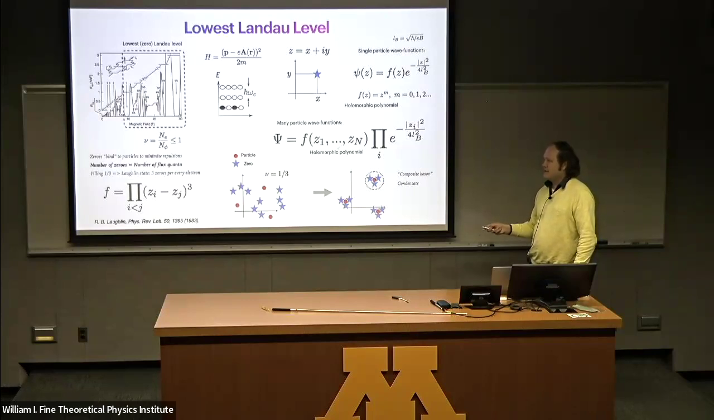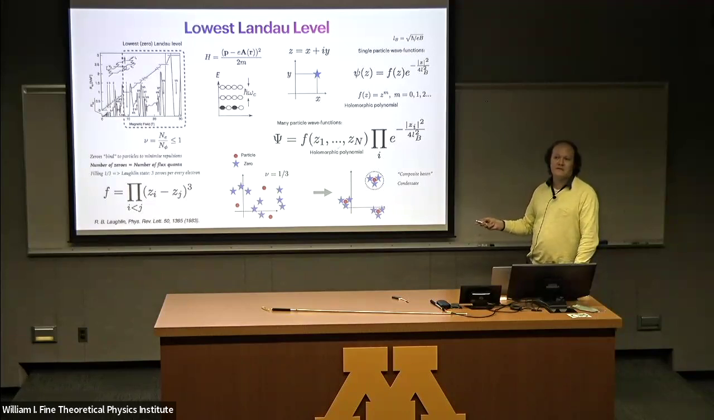The Laughlin state is a very special kind of state. It's a state that is associated with a very special polynomial. You can show that the number of zeros that this polynomial has equals the number of flux quanta. So this polynomial has to have a number of zeros in the plane, and the number has to be equal to the number of flux quanta. So when you're at filling factor 1/3, that means there have to be 3 zeros for every electron.